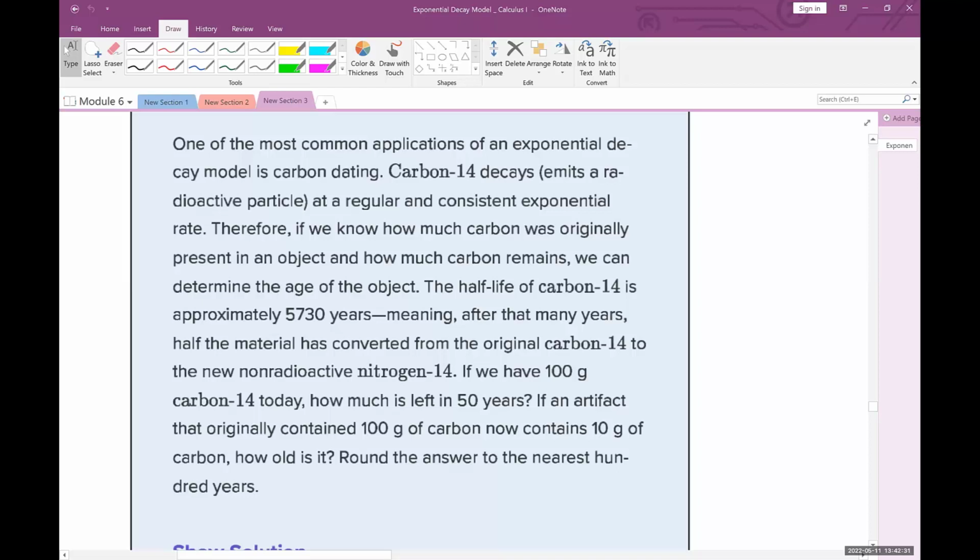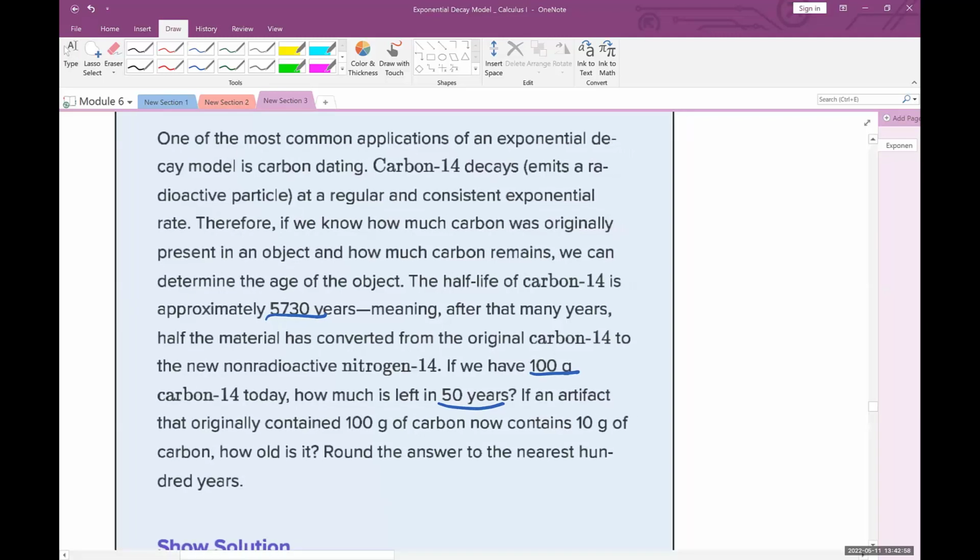The half-life of carbon 14 is 5,730 years, meaning that after that many years, half the material is converted from the original carbon 14 to the non-radioactive nitrogen 14. We have 100 grams of carbon 14 today. How much is left in 50 years? And then, if an artifact that originally contained 100 grams of carbon now contains 10 grams of carbon, how old is it? Round to the nearest 100 years.